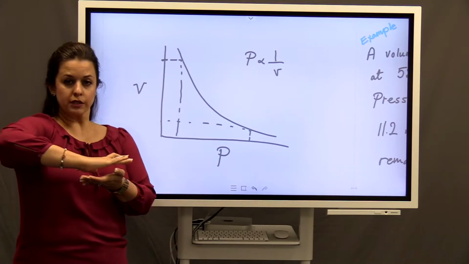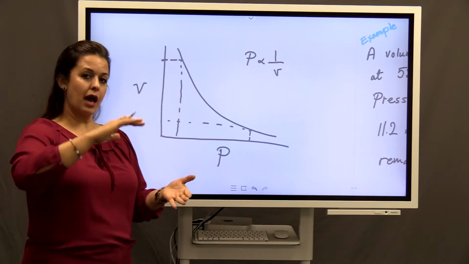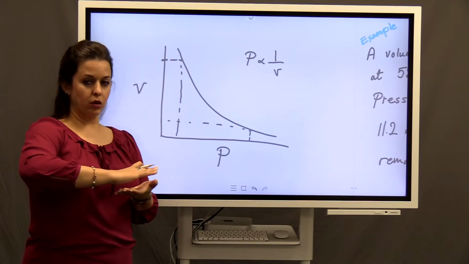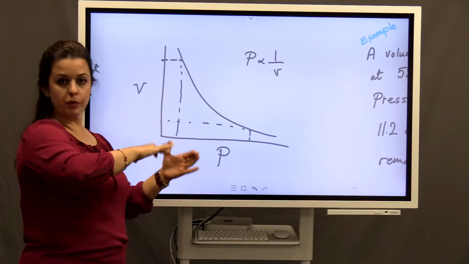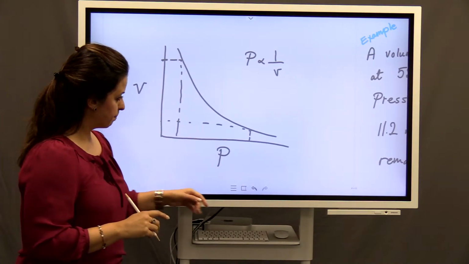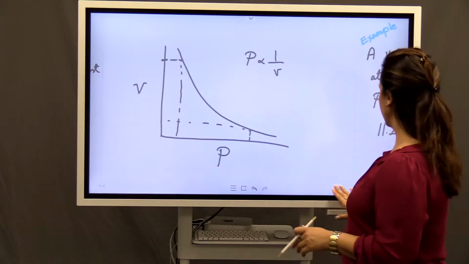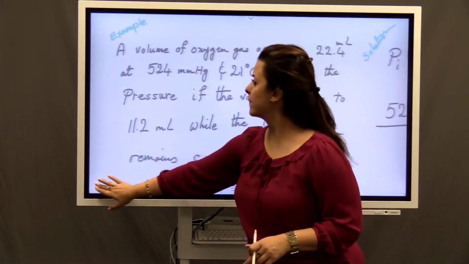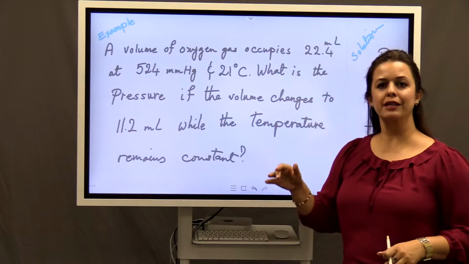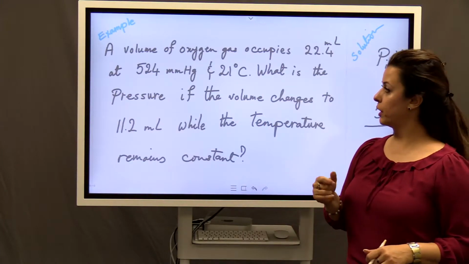In low pressures, you have big volume, and in high pressures, you have low volume. So you see, these two, pressure and volume, work the opposite of each other. That's a graph that I wanted you to keep in mind. It's not a straight line, it's a hyperbola. So let's work on an example on how to apply this PiVi equals PfVf.